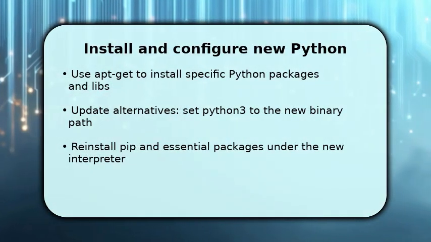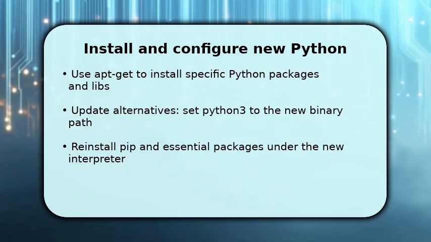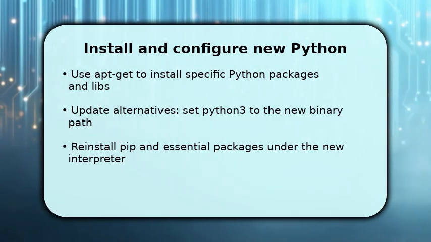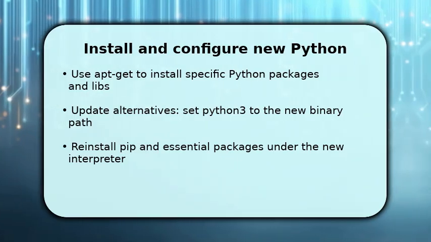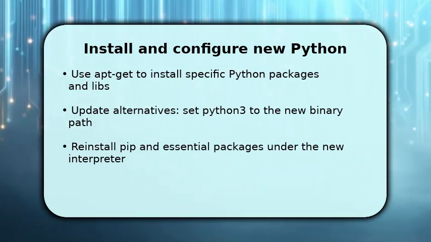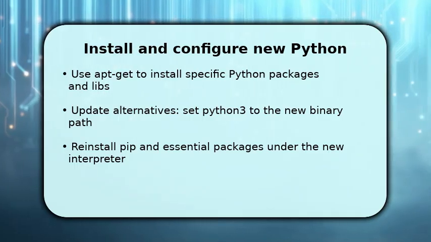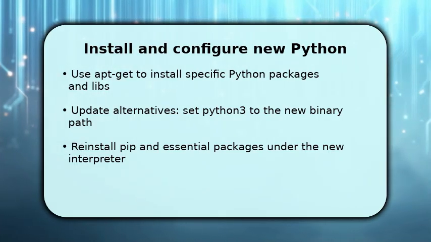Next, install the concrete interpreter and link it into the session. Use apt-get to install the desired Python 3.x packages and required libs. After installation, update alternatives or symlink /usr/bin/python3 to point to the new binary so pip and scripts use it.